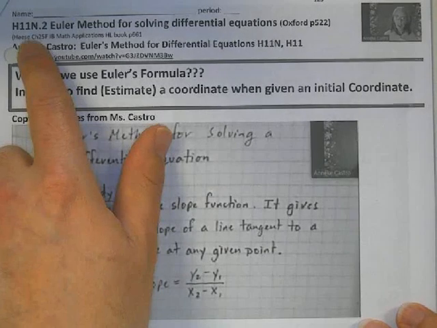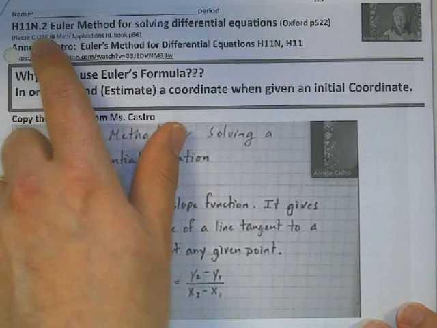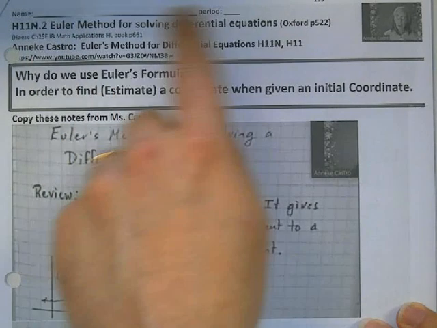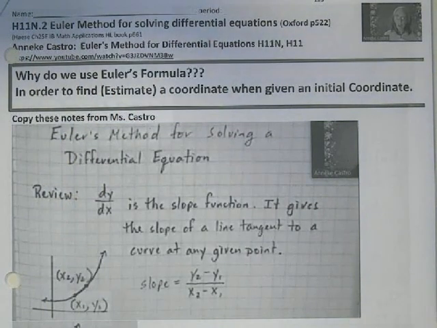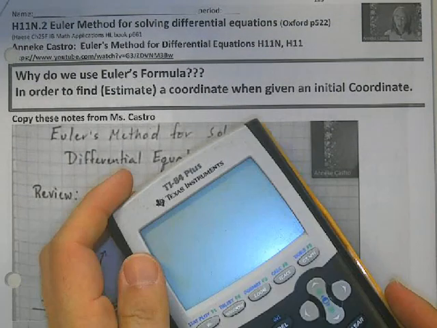Okay, we're going to talk about H11N.2. We're going to be doing Euler's method, and we're not going to be using the fancy calculator steps yet. We're just going to be doing it the old-fashioned way with simple arithmetic with the calculator.